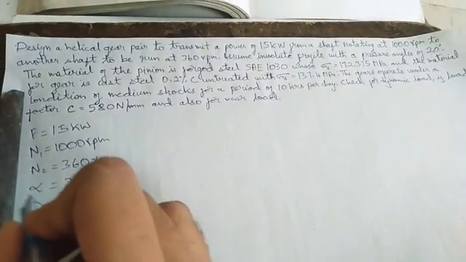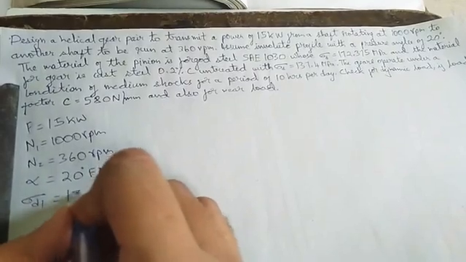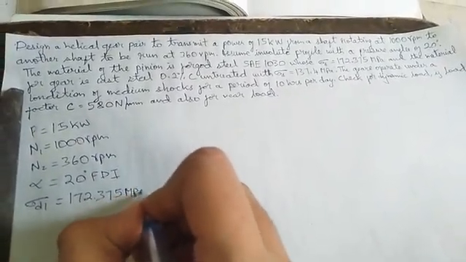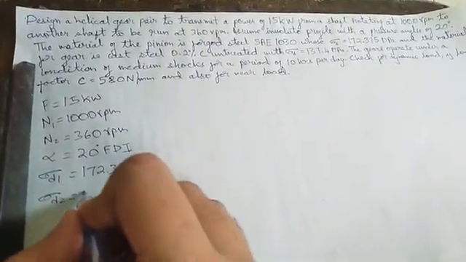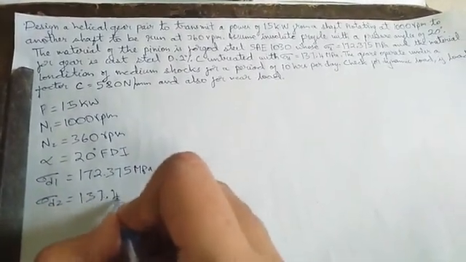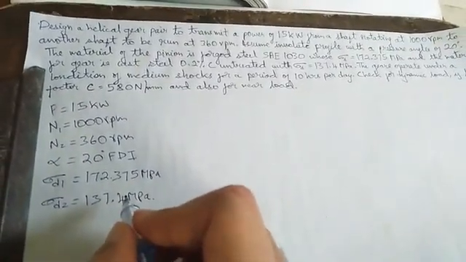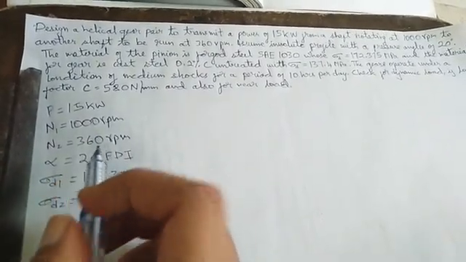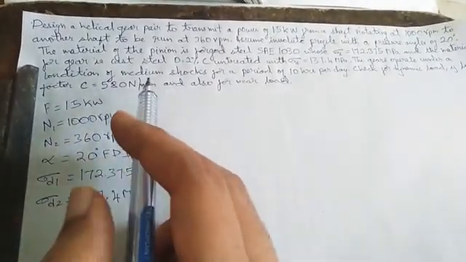The material of the pinion is forged steel whose stress is sigma D1, 172.375 MPa, and the material for gear is 137.4 MPa. The gears operate under a condition of medium shock for a period of 10 hours per day. So for this condition we shall refer to the C_S from the data handbook while solving the problem.